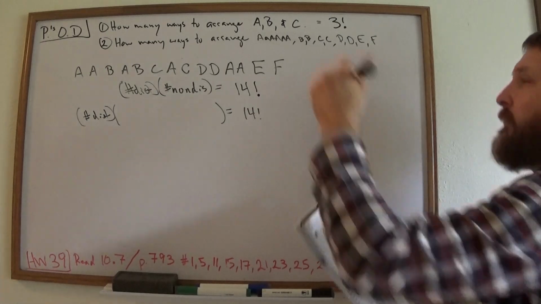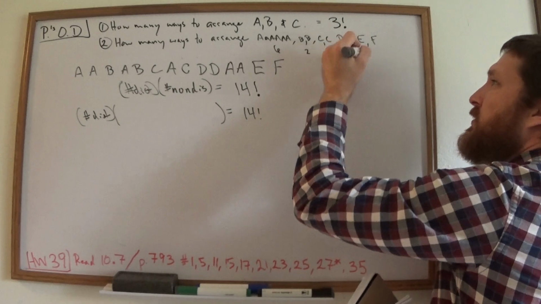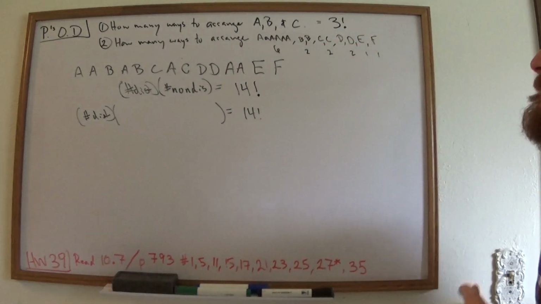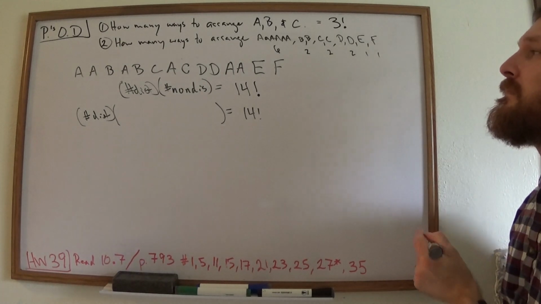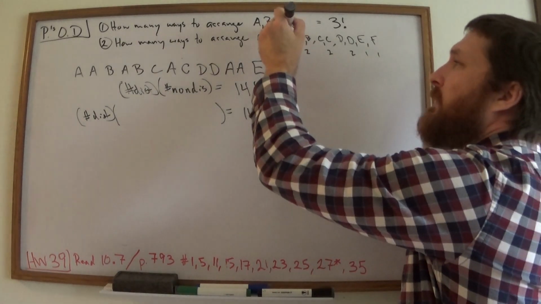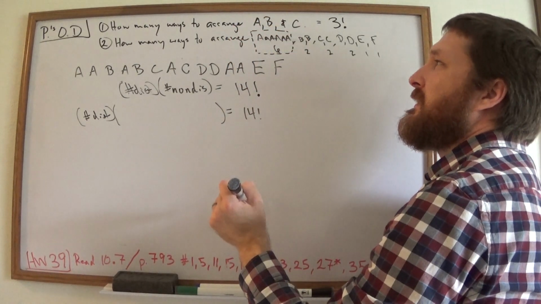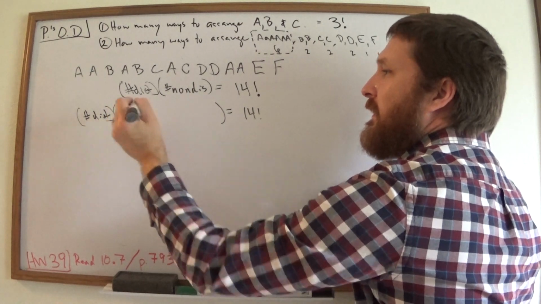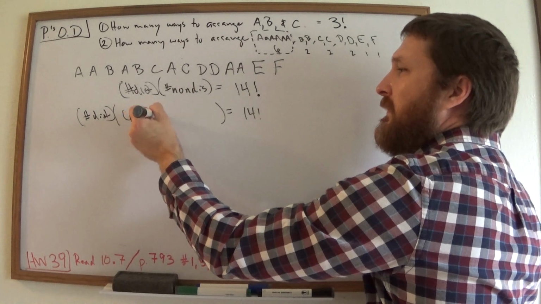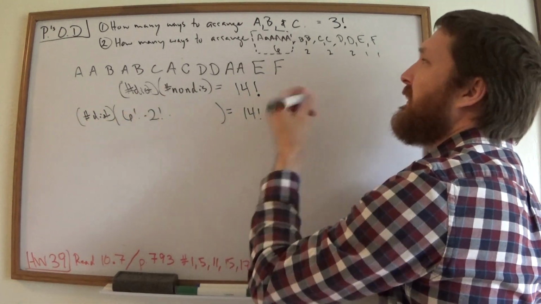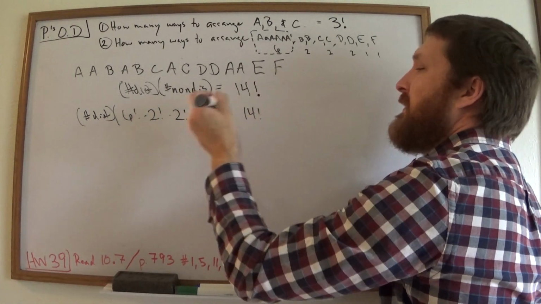So, let's just count up. We have 6 A's, 2 B's, 2 C's, 2 D's, 1 E, and 1 F. But the E and F are distinct. D, E, and F are just each one. So, how many ways would there be to rearrange these 6 A's? 6 factorial. How many ways to do those B's? 2 factorial. And so we're just multiplying them all together. How many ways with the C's? 2 factorial times 2 factorial.